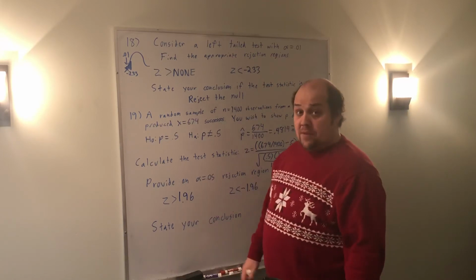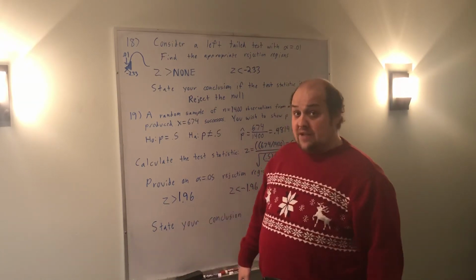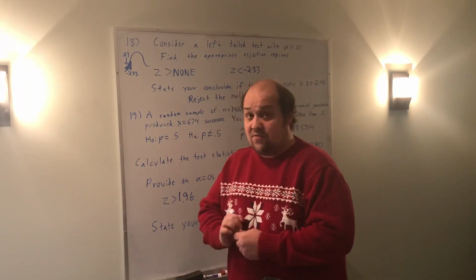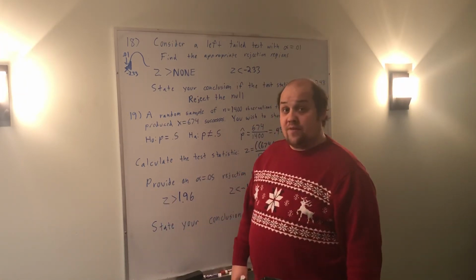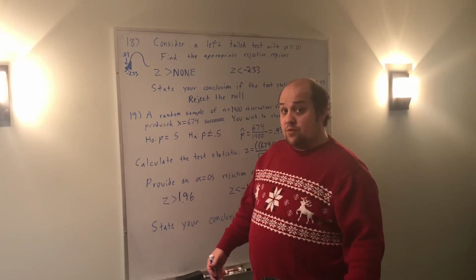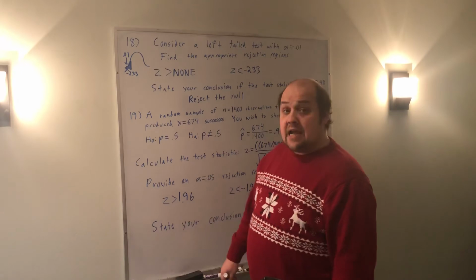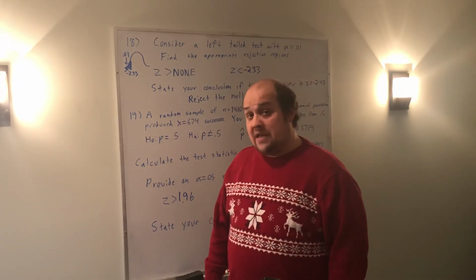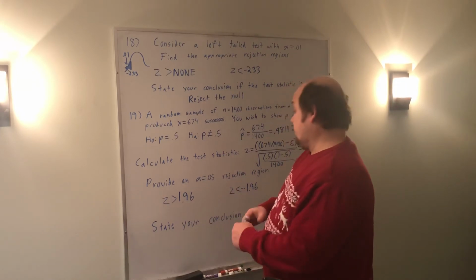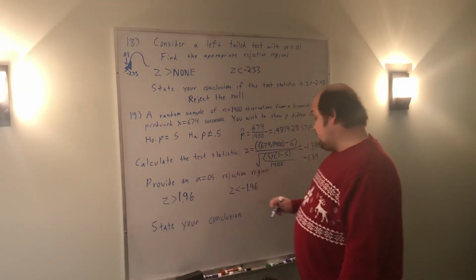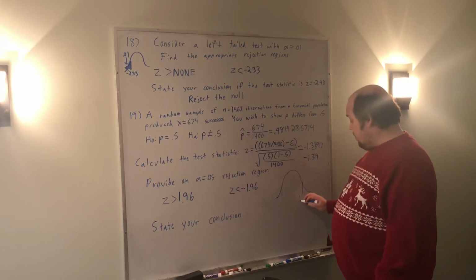If these numbers look familiar, they should be. They're the numbers we use for confidence intervals. For any of the two-tailed tests, they're exactly the same as confidence intervals. So a not equal to test at 0.01 is going to be 2.575. A not equal to test at 0.05 like this is going to be 1.96. And a not equal to test at 0.10 is going to be 1.645.